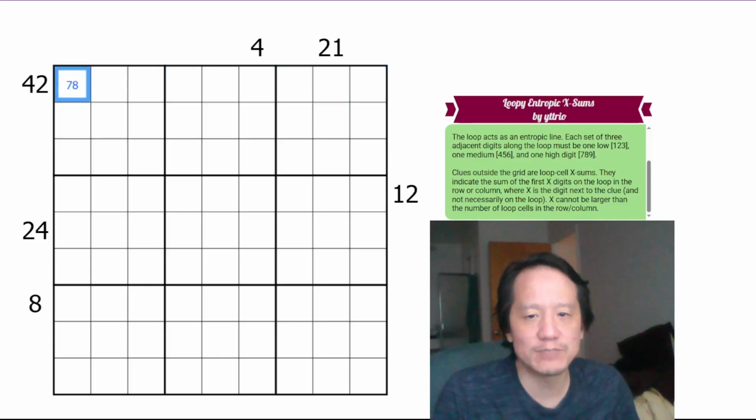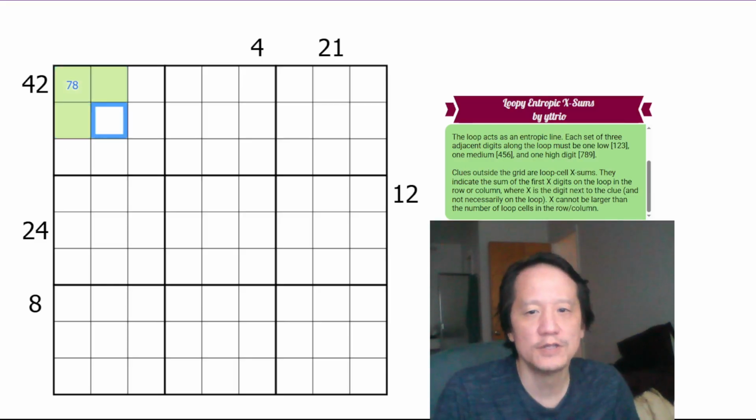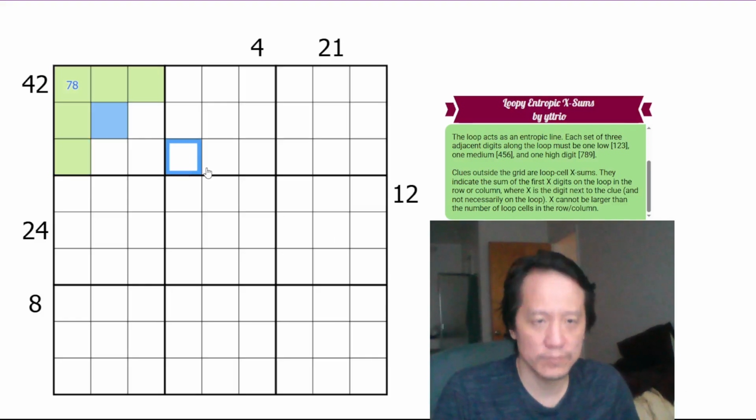So this must be on the loop because it can't be excluded. So this is on the loop, which means both of these are on the loop because those are the only two cells it can share an edge with. This cannot be on the loop because it would be touching itself. So it must go here and it must go here. So these three are on the loop. These are not.